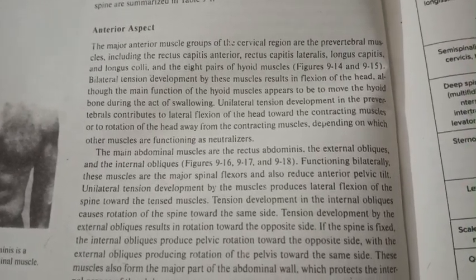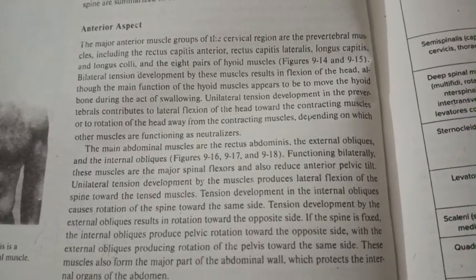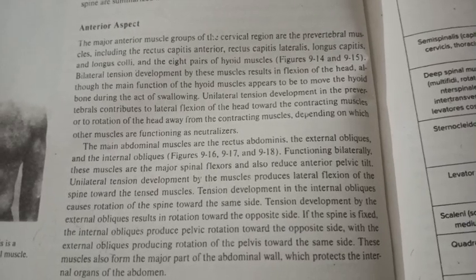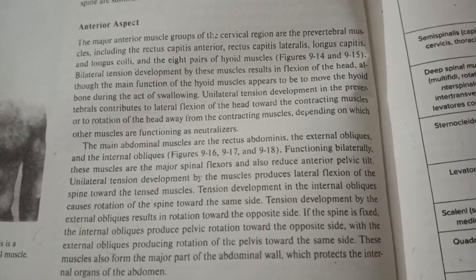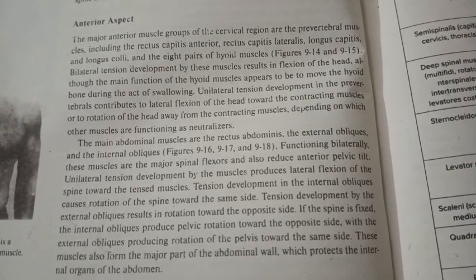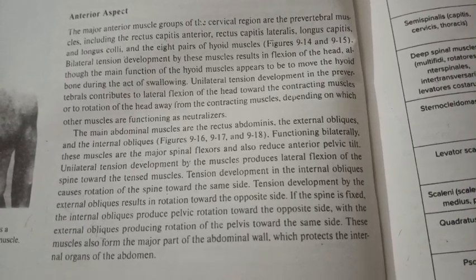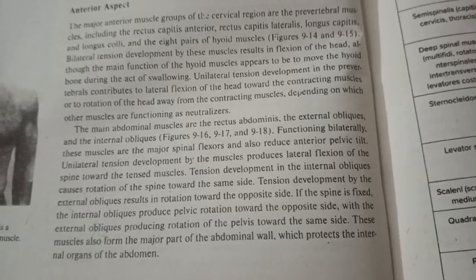The eight pairs of the hyoid muscles: bilateral tension development by these muscles results in movements, and the main function of the hyoid muscles appears to be to move the hyoid bone during the act of swallowing. Unilateral movements are also possible.